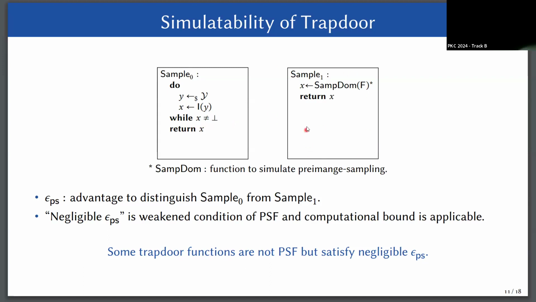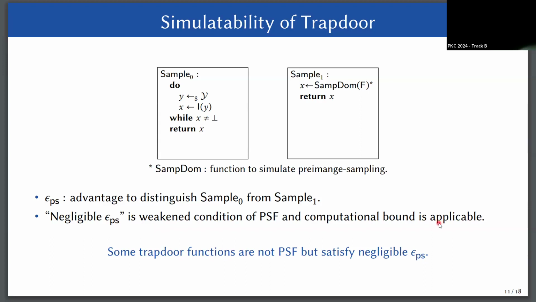And the right one is a kind of simulation. X is generated by a sample domain function, which is a function to simulate preimage sampling of the trapdoor. So this one doesn't use the trapdoor at all. And epsilon PS is the advantage to distinguish these two oracles. If epsilon PS is negligible, we can simulate the trapdoor without using the trapdoor. And negligible epsilon PS is kind of a weakened condition of PSF. Actually, PSF requires much more than this.